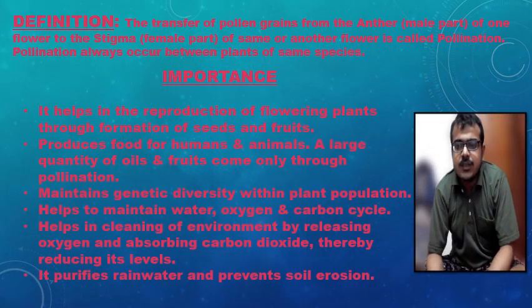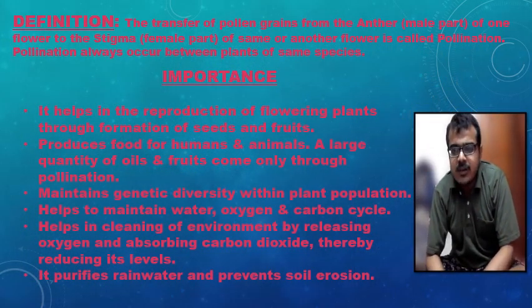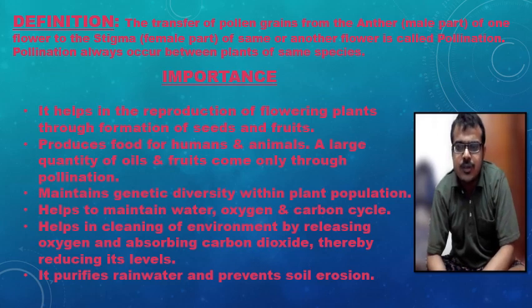Now pollination is defined as the transfer of pollen grains from the anther, which you know is the male part of a flower, to the stigma, which is the female part of the same or another flower. And pollination always occurs between plants of the same species. If the species are different, then there will be no pollination.